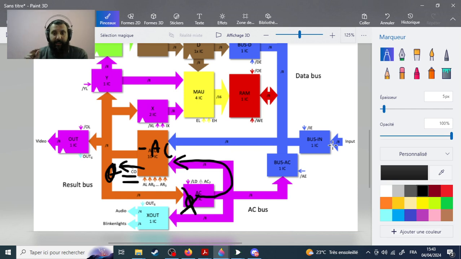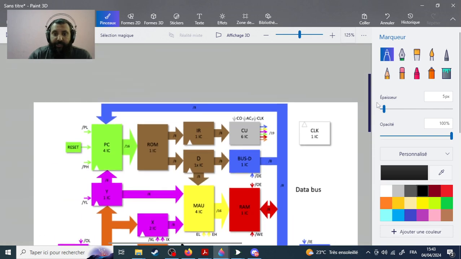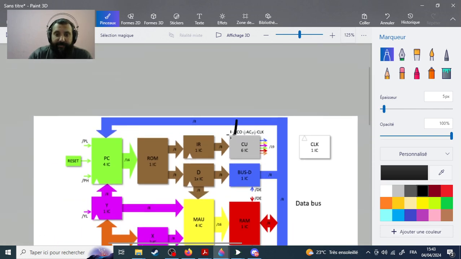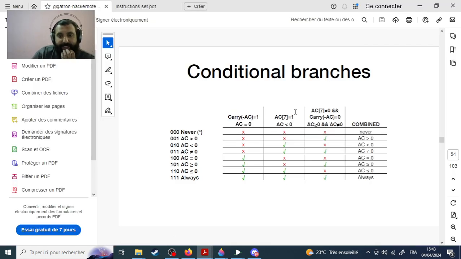That means if we are doing a branch instruction, the operation on the RU must be minus IC, the negation of IC. Why? Because we will use the CO signal to detect if the IC is equal to zero or not. Did you understand that? Yes.